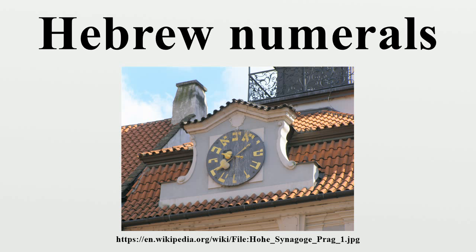Similar systems. The Abjad numerals are equivalent to the Hebrew numerals up to 400. The Greek numerals differ from the Hebrew ones from 90 upwards because in the Greek alphabet there is no equivalent for tsadi.